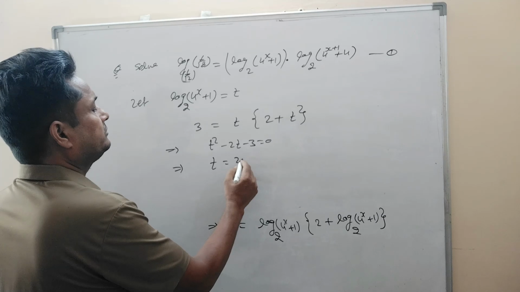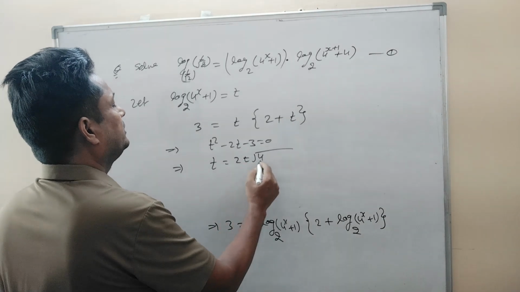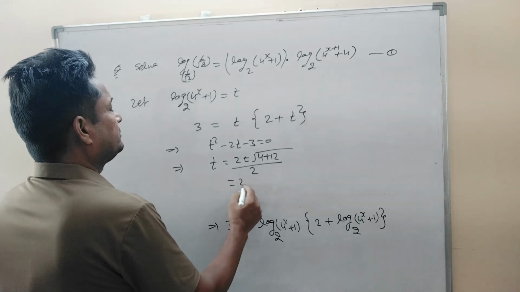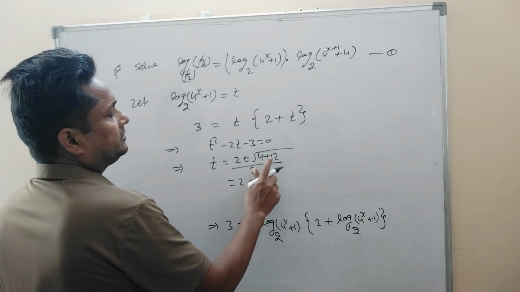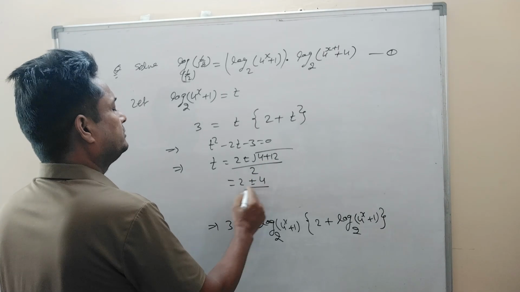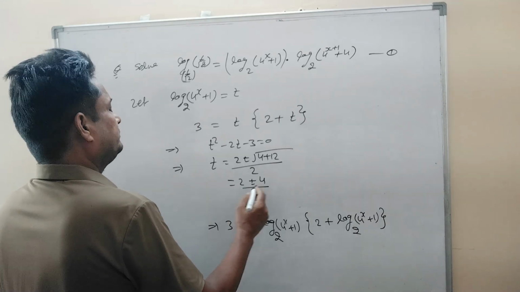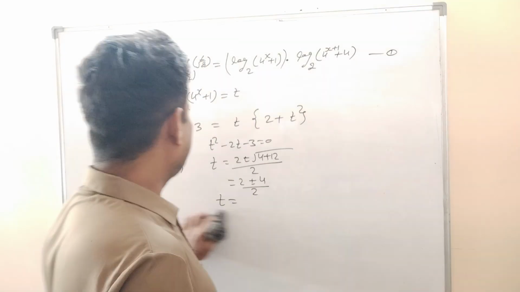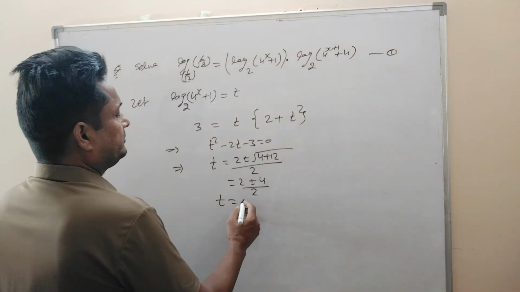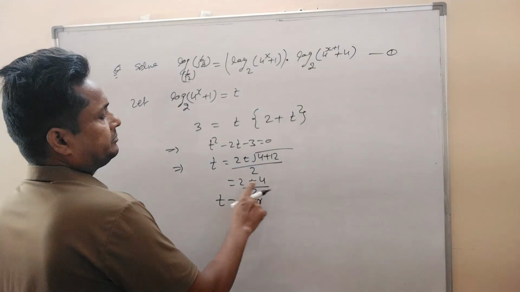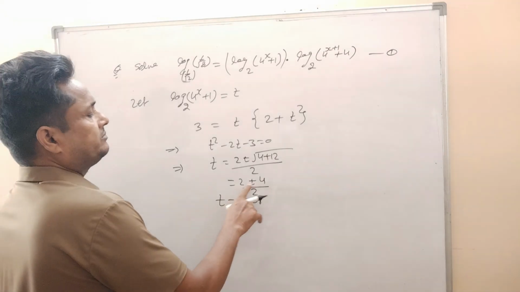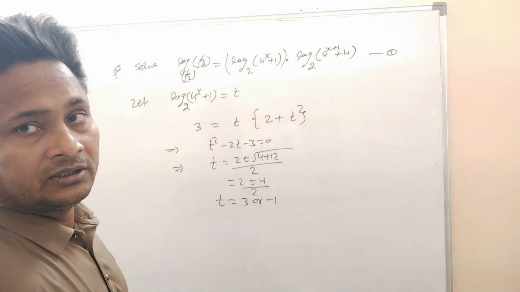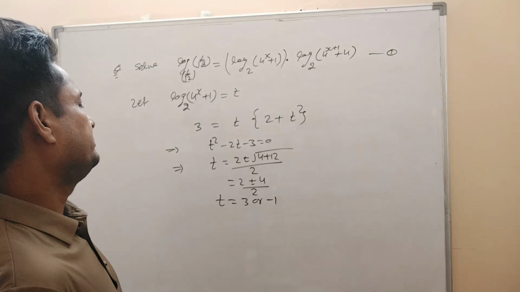This will be how much? Use the quadratic formula. This will be 2 plus minus the under root of b square minus 4ac, divided by 2. So this will be 2 plus minus, this will be 16. The root of 16 is 4. So t will be how much? Find out the value of t. So t will be 3, if you take the plus sign it will be 3. If you take the minus sign it will be what? 2 minus 4 it will be minus 2, divided by 2 it is minus 1.